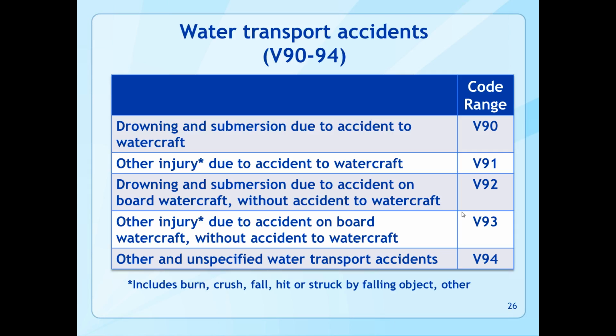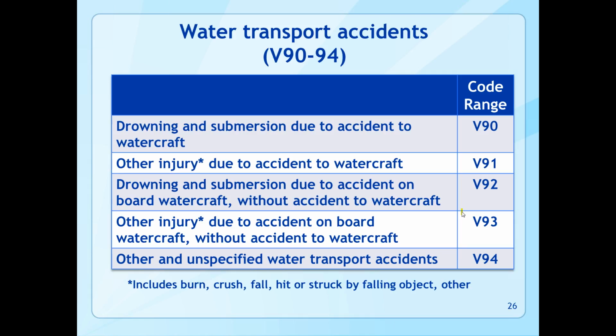The third and fourth rows are for events in which there was no damage to the watercraft. So again, the distinction between using V92 and V93 is whether or not the person was injured from drowning and submersion, or if they were injured in some other way. So these broad groups take into account two of the key questions I mentioned: how the person was hurt and whether or not the watercraft was damaged.